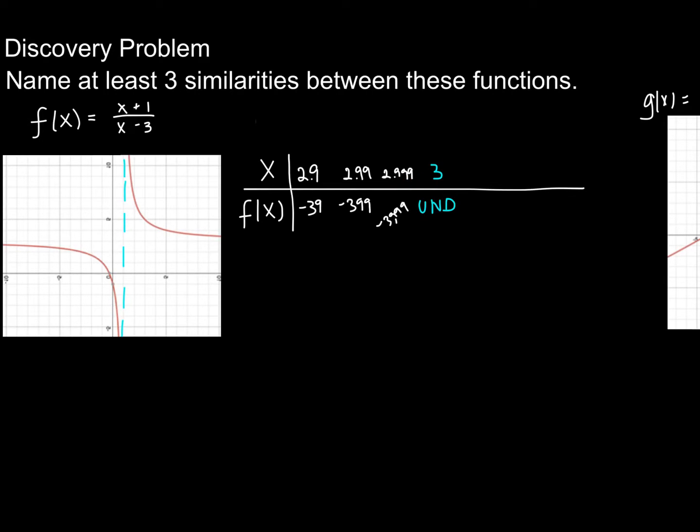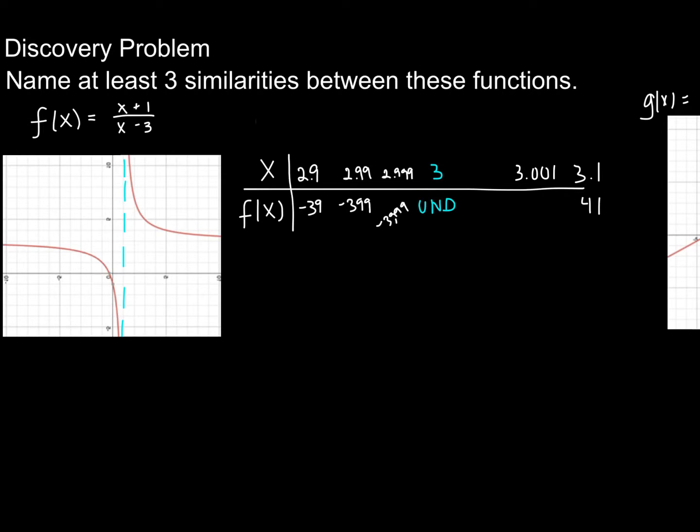All right, so now let's go from the right side. So let's start with 3.1. Try that out. You'll end up with a value of 41. Let's get even closer, and let's try 3.001.